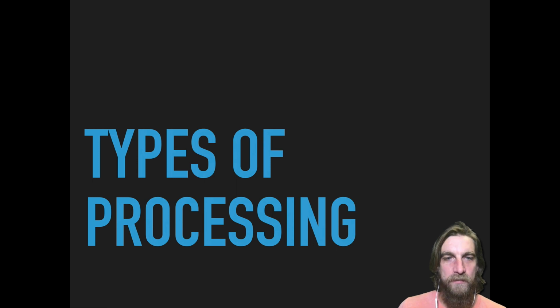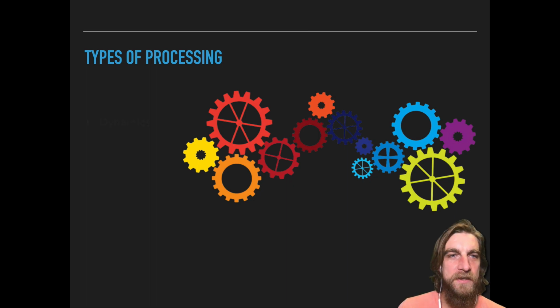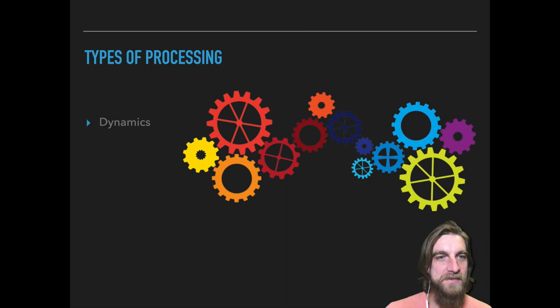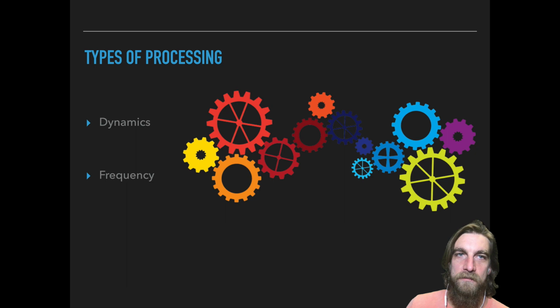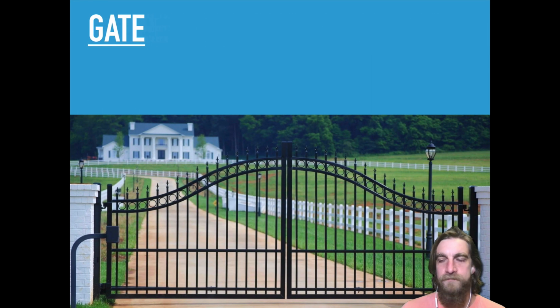For the different types of processing, we're going to go through three categories of processing techniques: dynamics processing, frequency processing, and dimensional processing. All right, so we're going to start right at the beginning with dynamics processing. Okay, got a picture of a gate here.